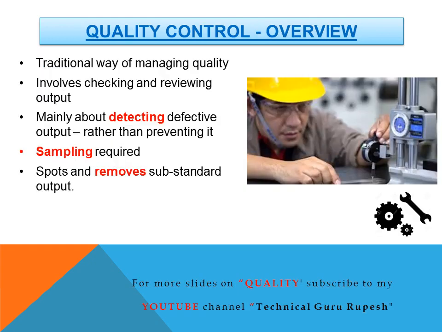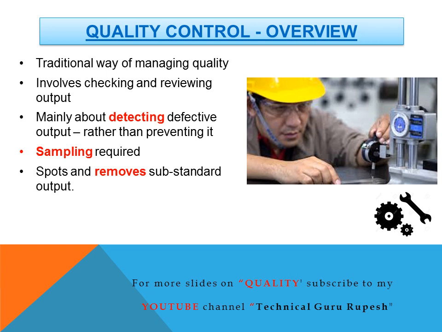Next slide, a quick overview of what we mean by the word quality control. It is a very traditional and popular way of trying to manage the level of product quality that involves the concept of inspecting, trying to check and look out at the output as it goes through the production process. That involves checking and review of the output, and it's about detecting the defects. And the main objective of quality control is to detect the defective output rather than allowing it to go out and reach the customer. That is why I have highlighted the word detecting.